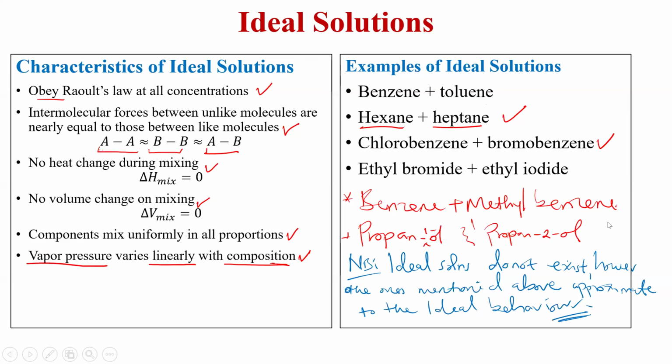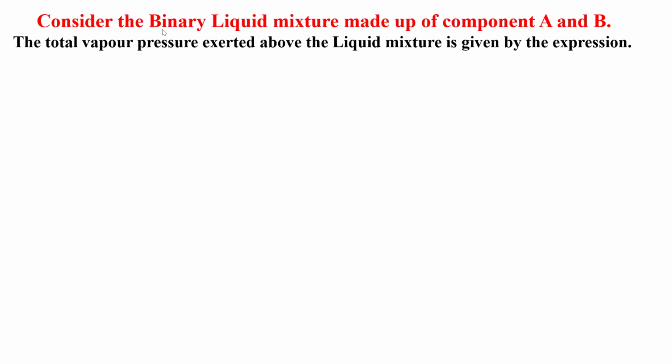Okay, now let's consider this example. When you consider a binary liquid mixture, when you talk about binary, the other time it was confusing people, binary means a mixture having two substances.